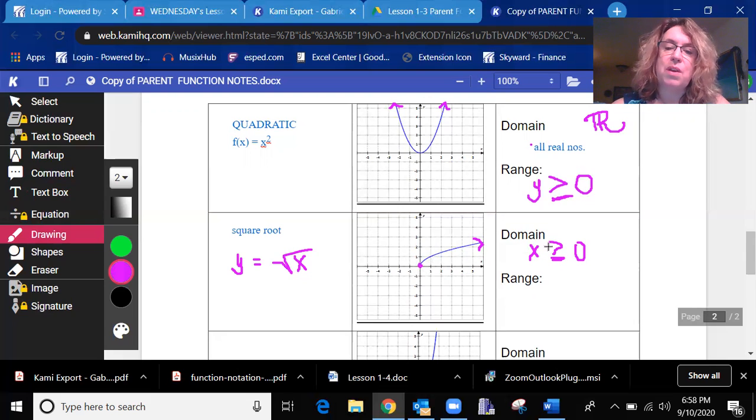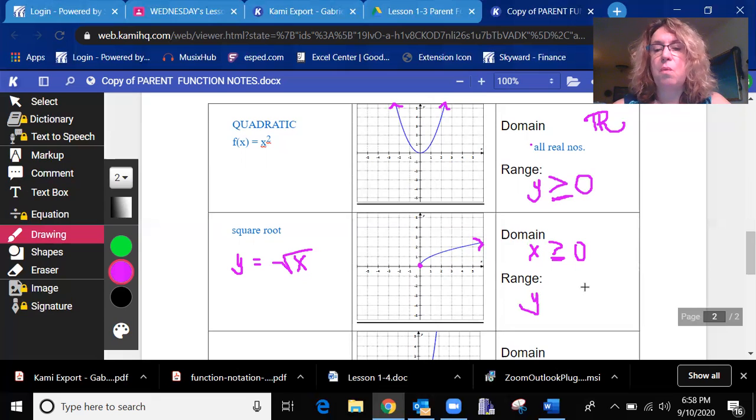Now they might write this one out in words. All real numbers greater than or equal to 0. Now for the range, I'm going to look from the bottom to the top, down to up. So when I go down, where does it start? It starts at the 0.